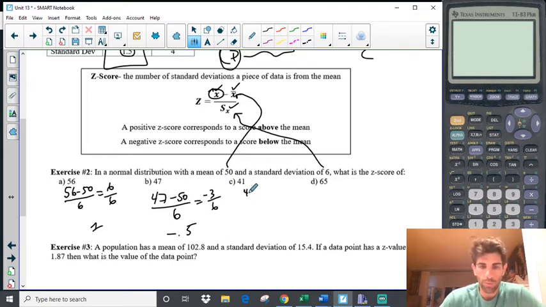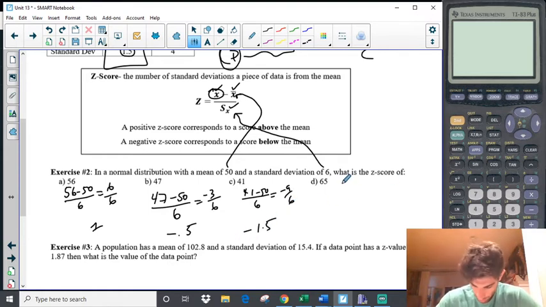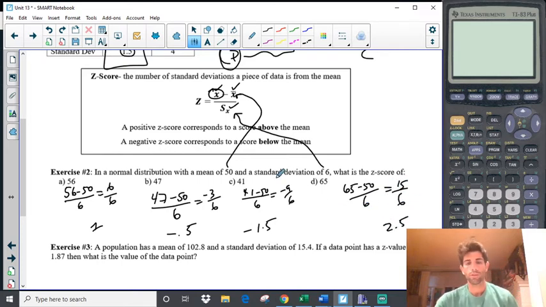Here we're going to do 41 minus 50 divided by 6. That's negative 9 over 6, which is negative 1.5. And then you're going to do 65 minus 50 divided by 6. That's 15 over 6, which is 2.5. So that's just telling you how far away you are.